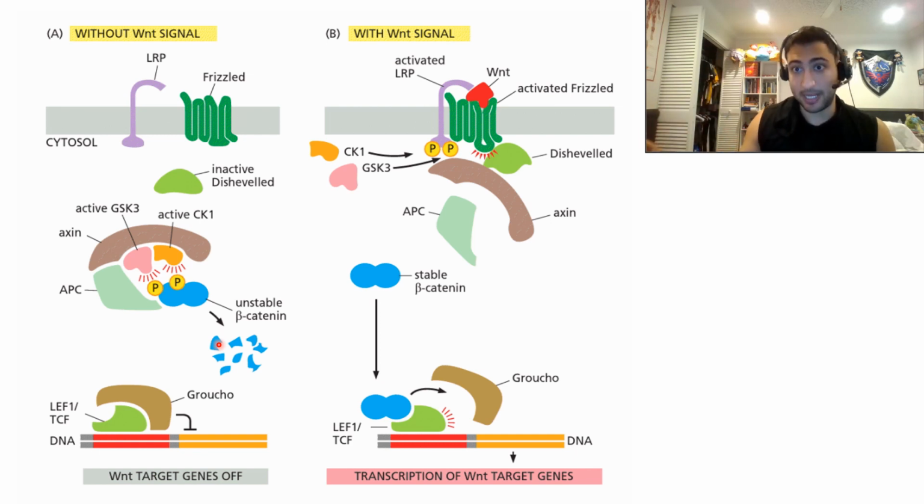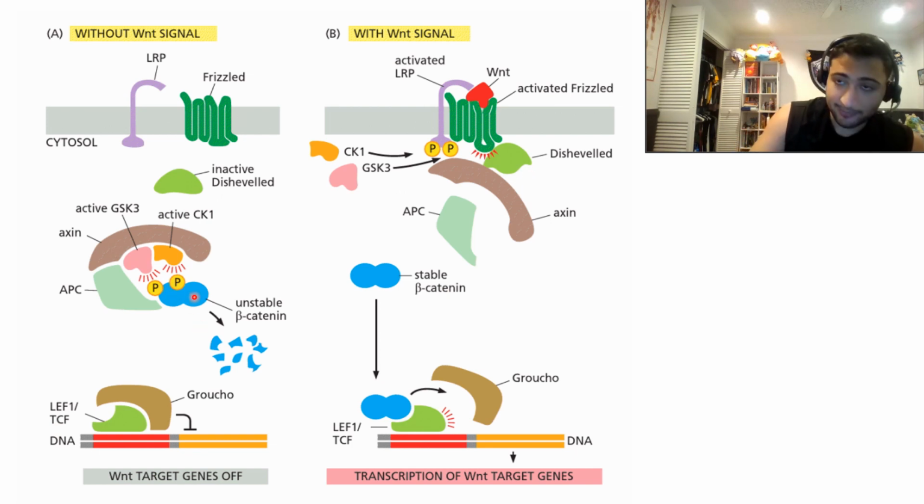Remember, ubiquitination is like the cell's form of saying this is garbage. So when this is phosphorylated, it gets ubiquitinated and broken down. That way it cannot go to the nucleus. It cannot knock off this co-repressor called Groucho, and it can't do its function. In the presence of this signal, beta-catenin will go to the nucleus and displace this co-repressor, and transcription will occur. But what I want to draw attention to is that in the absence of Wnt, APC and the whole complex is bound to beta-catenin.